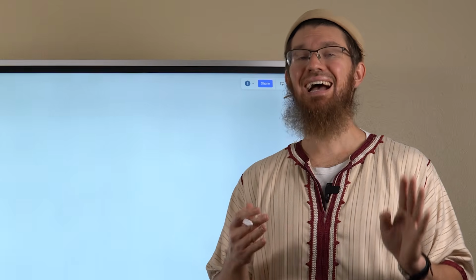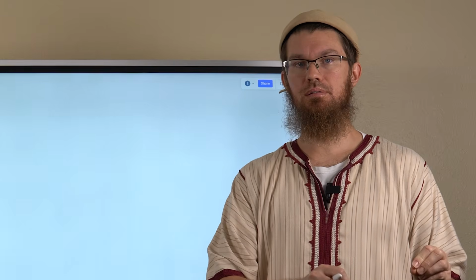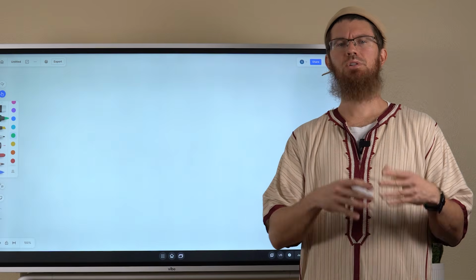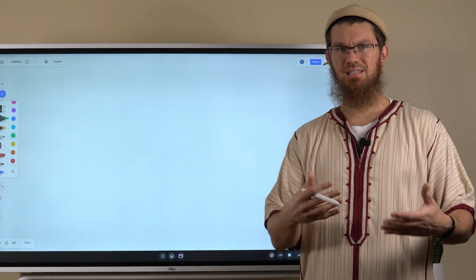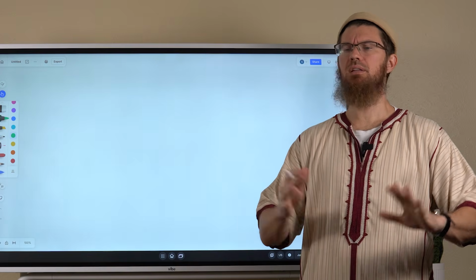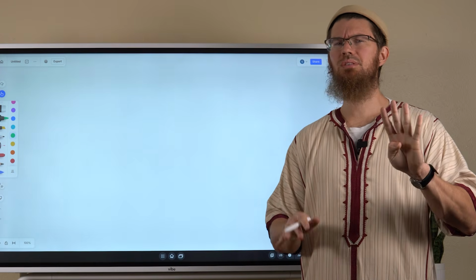However, before focusing on how they're the same, I want to highlight 4 key differences between Arabic and English. And once you understand these differences, inshallah, you won't be so intimidated. Because at first glance, it seems like, oh, Arabic, it's so different. But there's really just 4 simple differences.